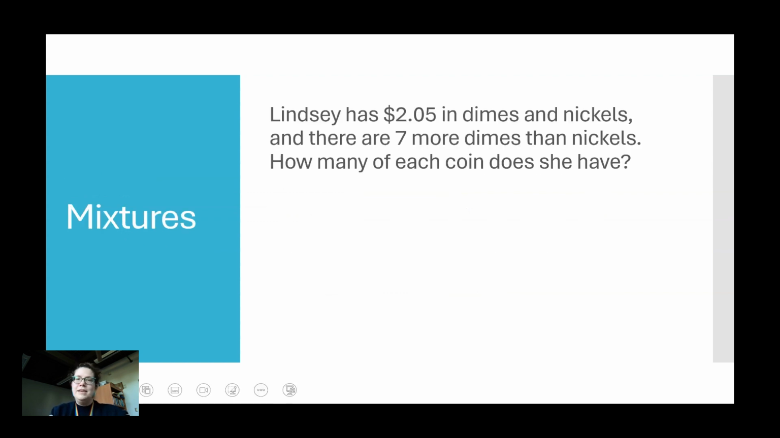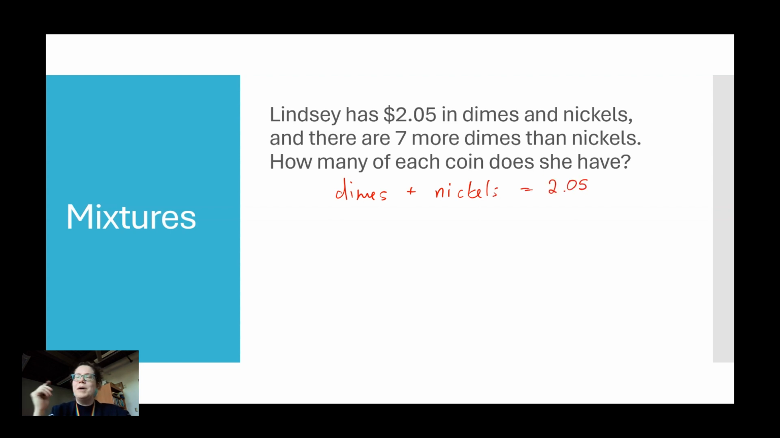So Lindsay has $2.05 in dimes and nickels, and there are 7 more dimes than nickels. How many of each coin does she have? So thinking about first thing plus second thing equals my total, I've got some dimes and some nickels, and they add up to 205.